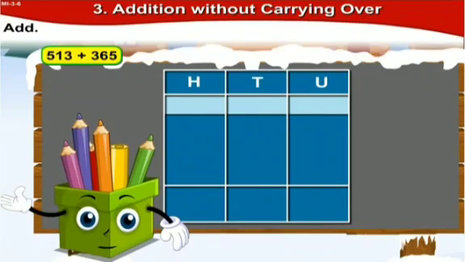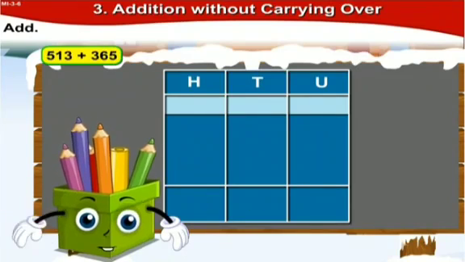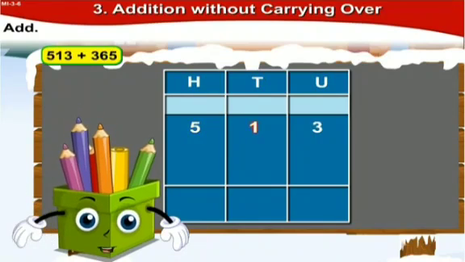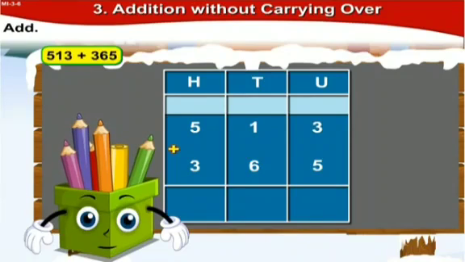Now we have 513 plus 365. First we'll write hundreds, tens, units. Now 513 is equal to 500, 1 ten, 3 units, plus 365 would be 300, 6 tens, 5 units. Let us see the units column.